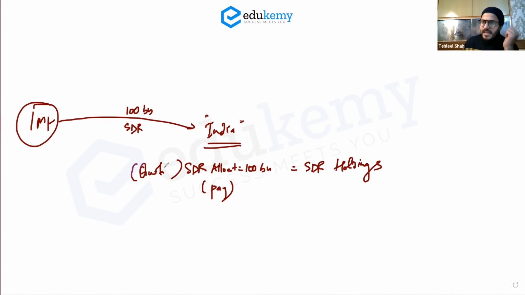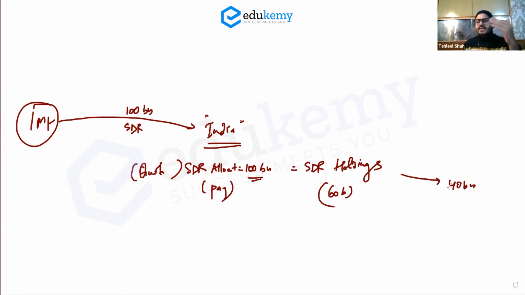A country can sell the SDRs. Country को 100 billion allocate हुआ है. Country ने बेच दिया अपने 100 billion में से. Let's say country is only holding 60 billion. It has sold the remaining 40 billion. Sold it. Country can do it.